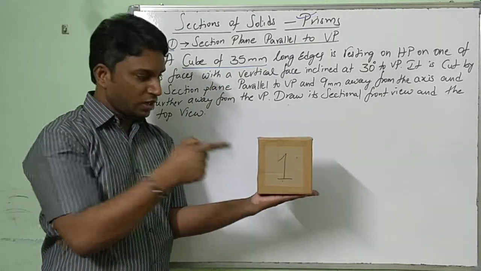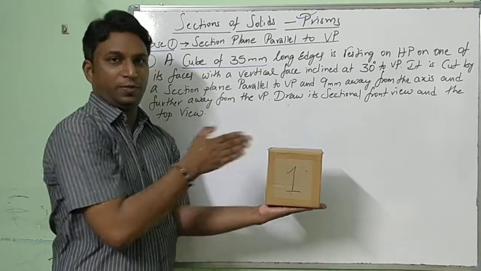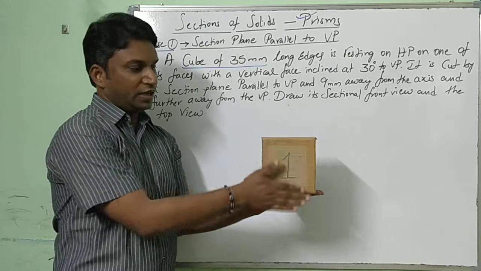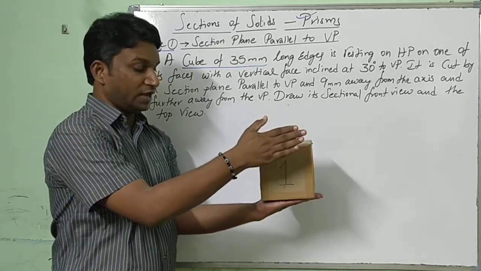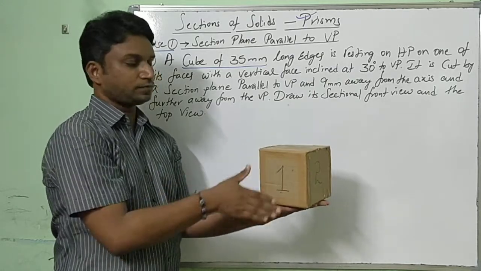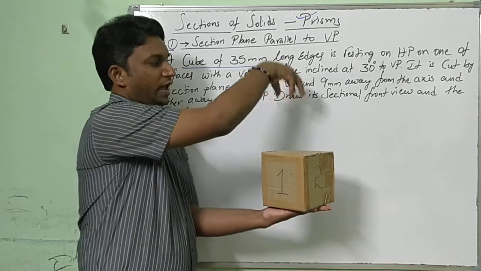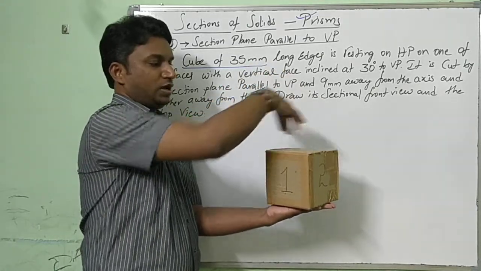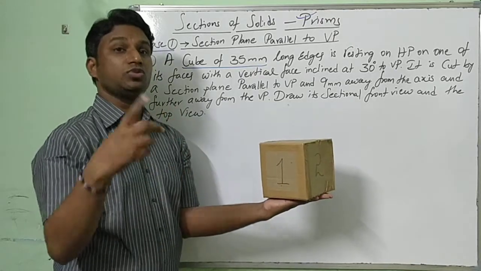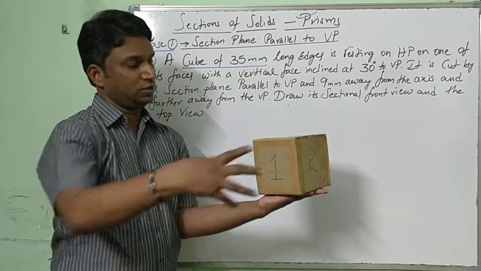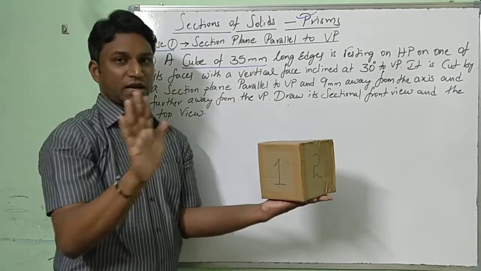Now when you are looking at this position from your side, the vertical face is parallel to VP. Am I right? But one vertical face should be at an angle of 30 degrees. One vertical face, or the back one, should have an angle of 30 degrees. Now from here we are supposed to draw the first projections of solids, front view and top view. We will discuss section again later.